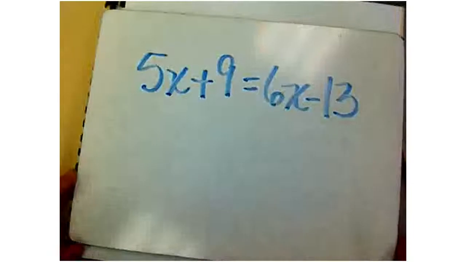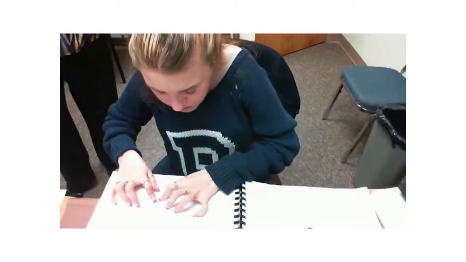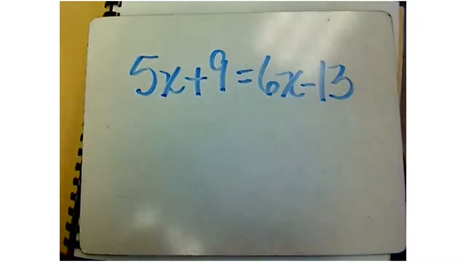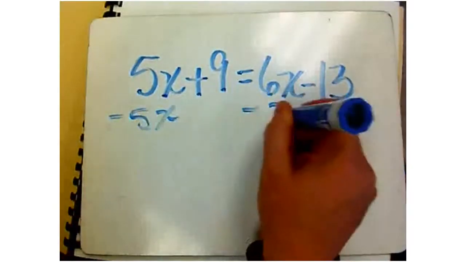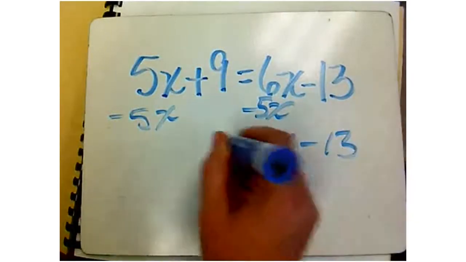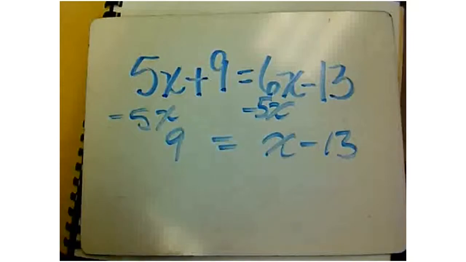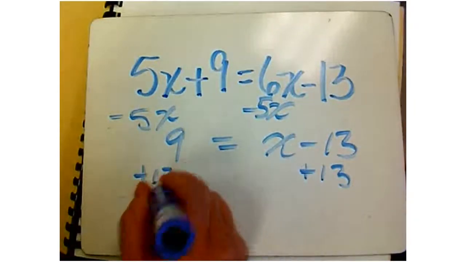All right? I couldn't find it. Now I found it. So now again, combine like terms, right? So subtract 5x from both sides. We're left with an x minus 13 equals 9. Should we add 13 to both sides? Yep. And we don't have to do any division.